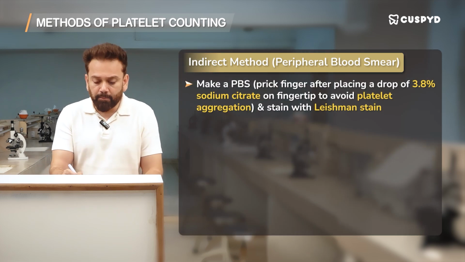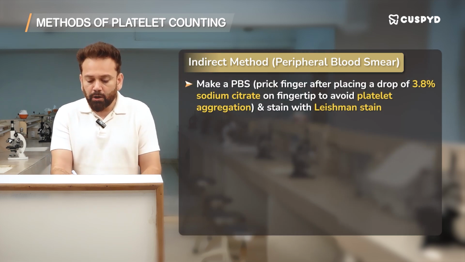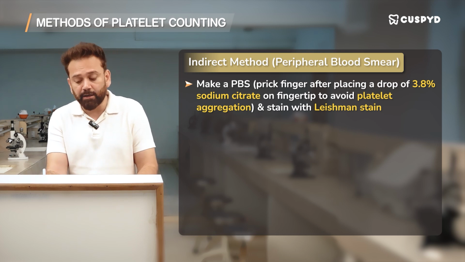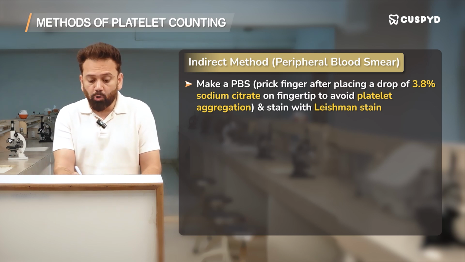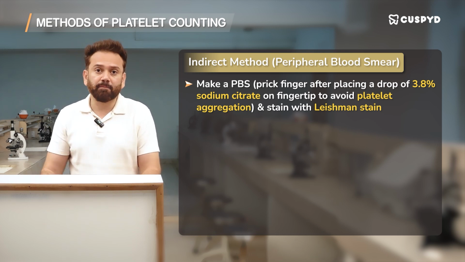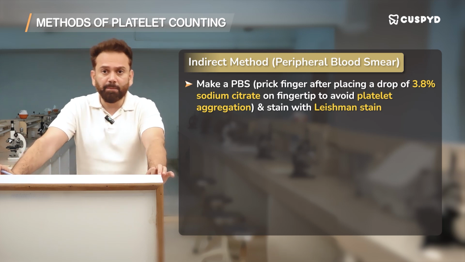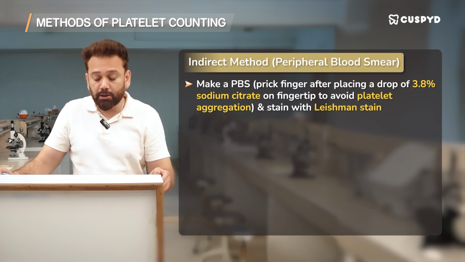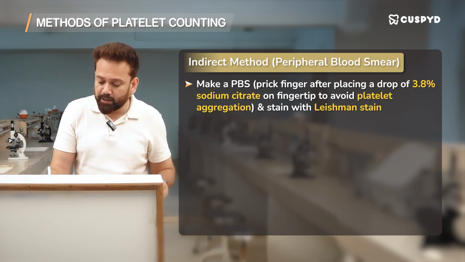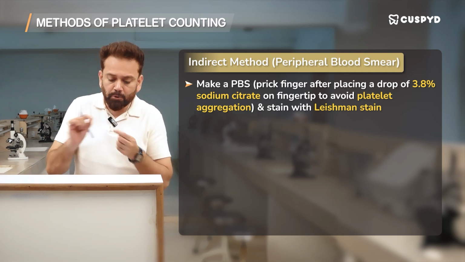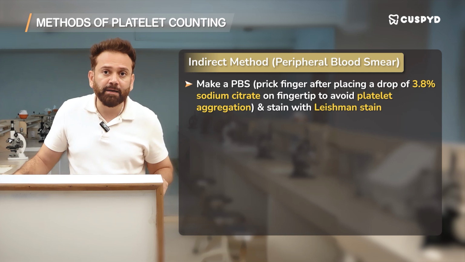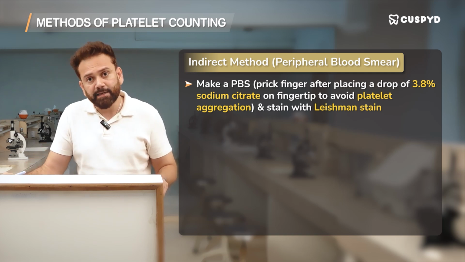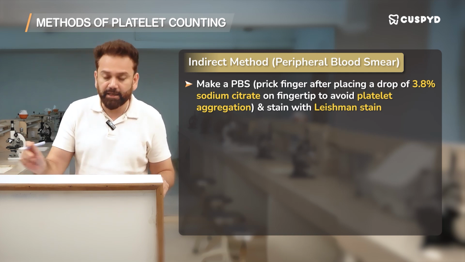So, make a peripheral blood smear. How? Prick the finger after placing a drop of 3.8% sodium citrate on the fingertip. Why? To avoid platelet aggregation. You have to make a peripheral blood smear, but when you are pricking the finger, place a drop of 3.8% sodium citrate on the fingertip so that there should not be any platelet aggregation. And again, stain with the same Leishman stain.